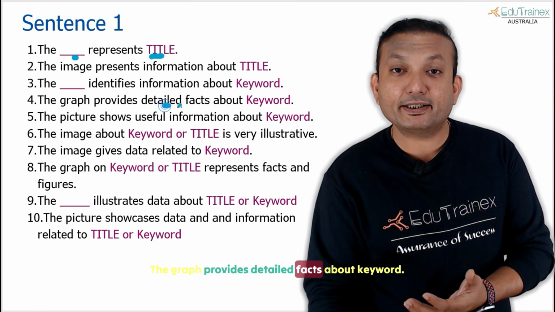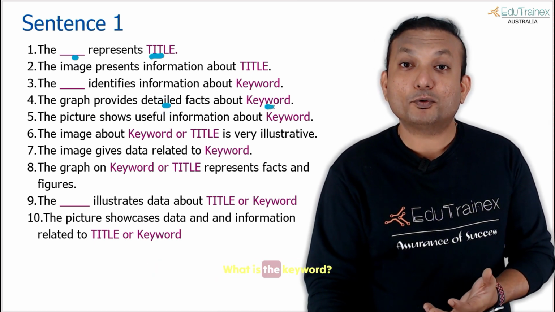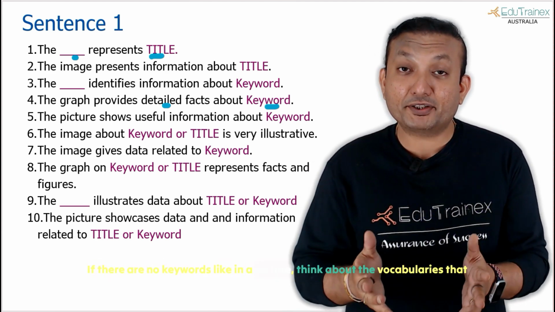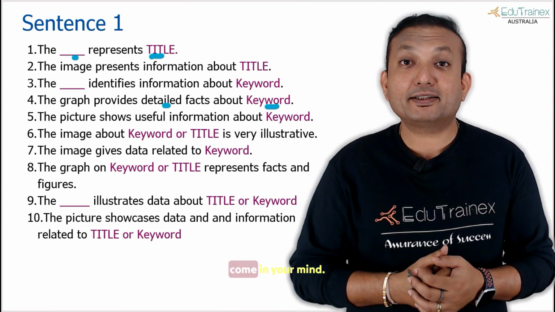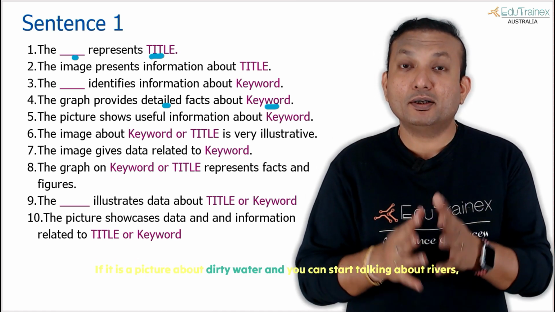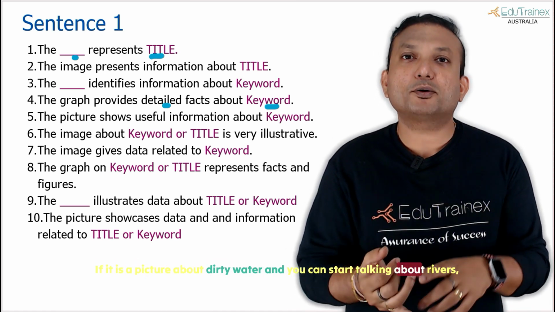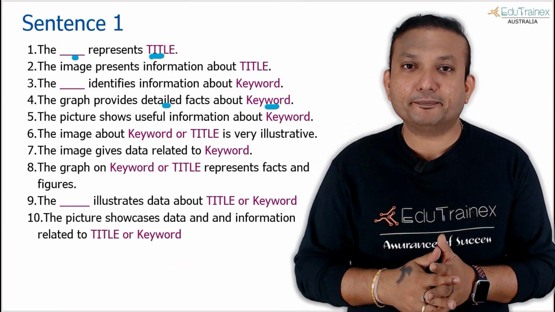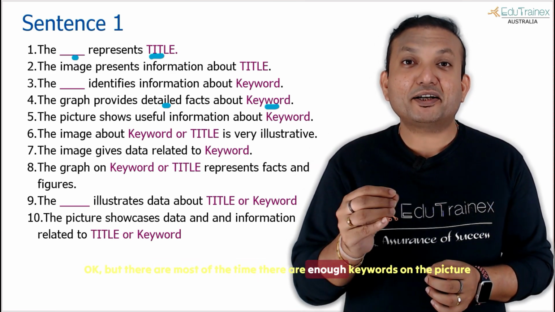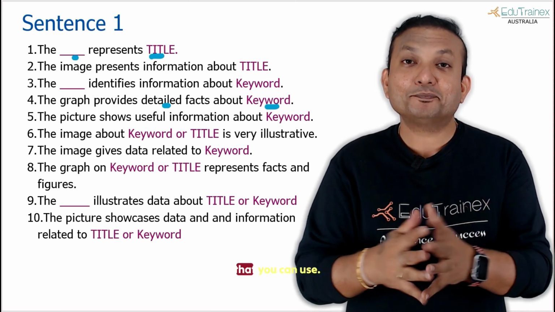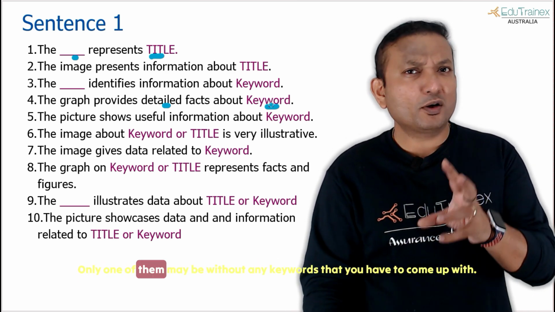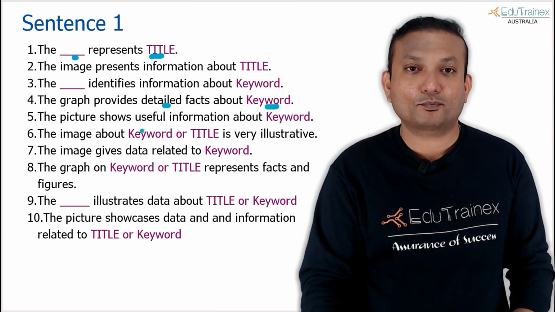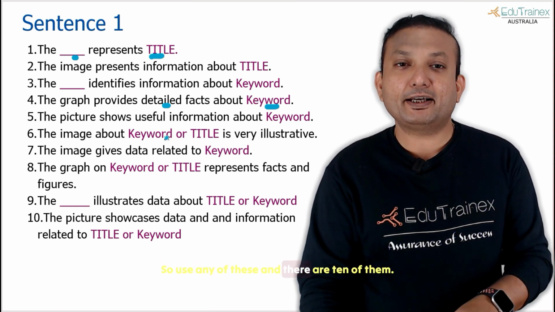The graph provides detailed facts about keyword. What is the keyword? You start reading the keywords or analyzing. If there are no keywords, like in a picture, think about the vocabulary that comes to your mind. If it is a picture about dirty water, you can start talking about rivers, ocean, pollution, all those things that can come to your mind. But most of the time there are enough keywords on the picture that you can use. Only one of them may be without any keywords that you have to come up with. So use any of these, and there are 10 of them.